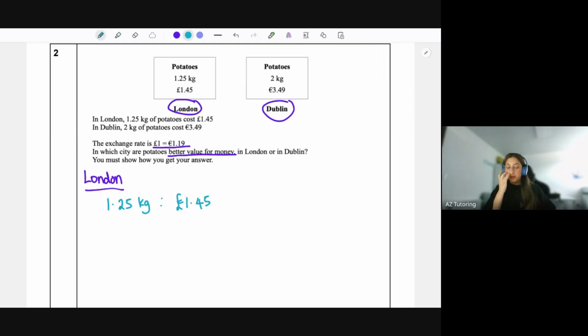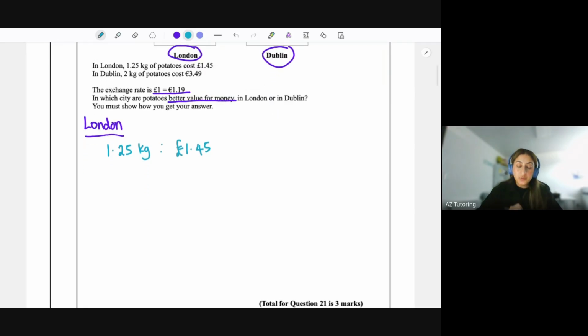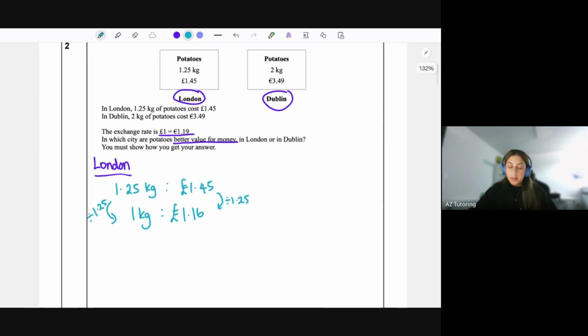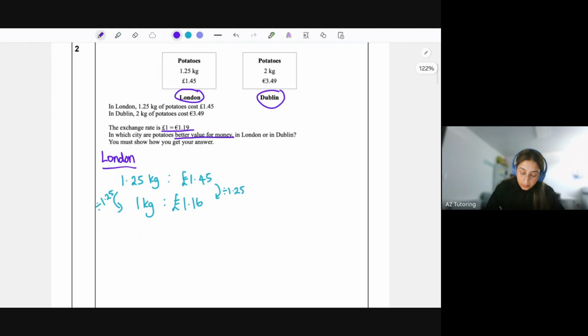And with best buys, the best way to do it is using ratios. I want to know how much 1 kilogram of potato is going to cost, so I'm going to divide each side by 1.25 first to get 1 kilogram. £1.45 divided by 1.25 is £1.16. So 1 kg of potatoes in London costs me £1.16. So I can see that clearly. Now I need to do the same for Dublin. So let's do Dublin.